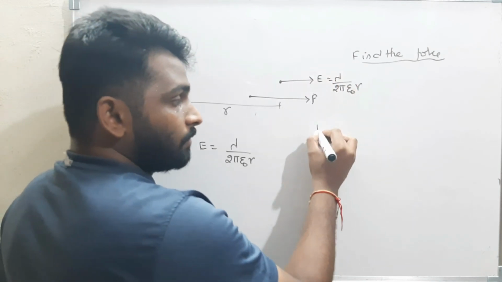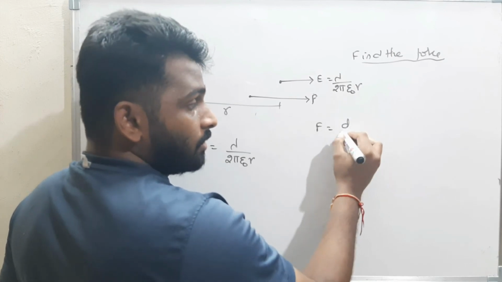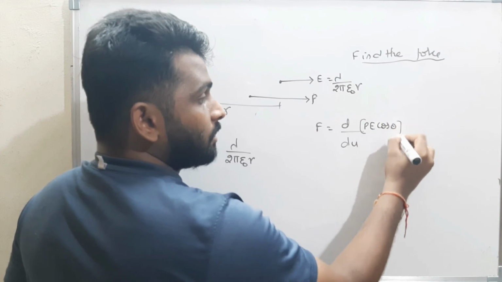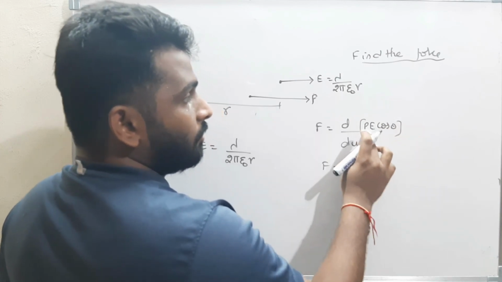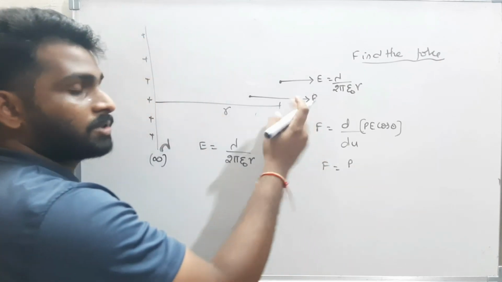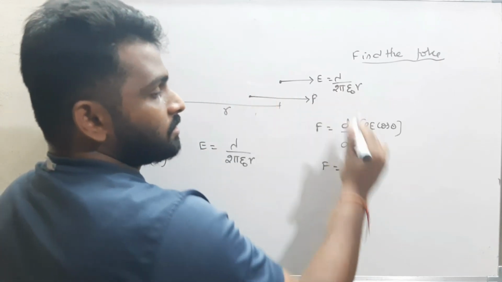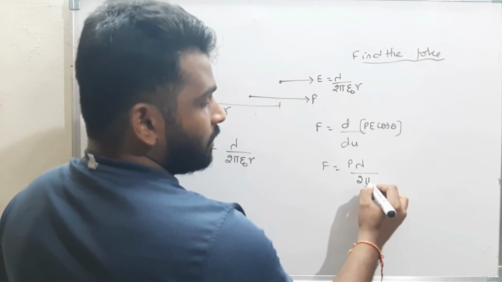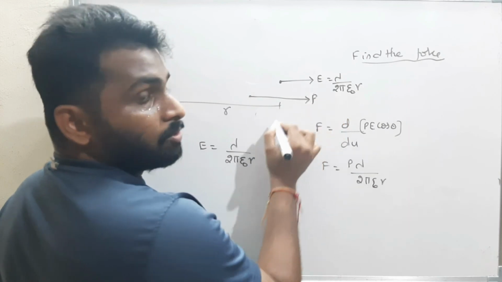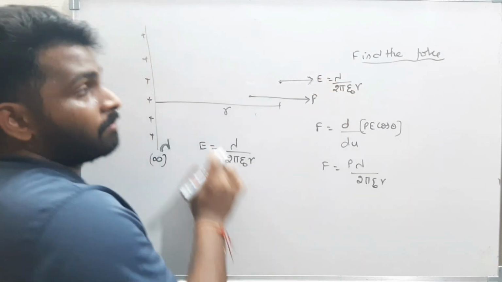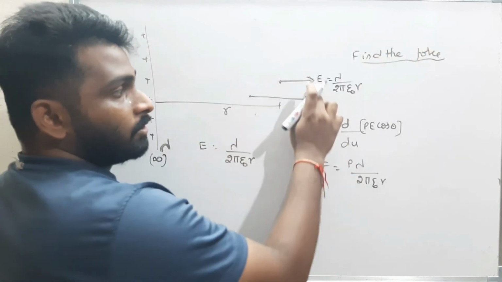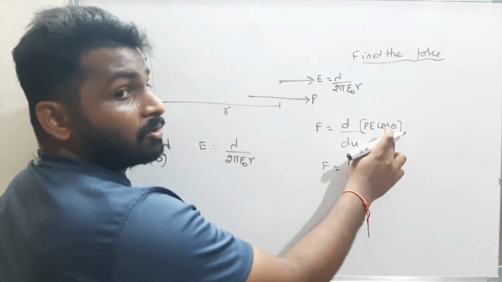Therefore, what is the force? The force is d by dr of P cos theta. What is P? Leave it as P, no problem. They gave us the question as P, therefore leave it as P. E is lambda by 2 pi epsilon naught R. What is the angle? Both dipole moment and electric field direction are the same, because it is a positive charge, therefore the electric field will be away. Both have the same direction, therefore the angle is 0, cos 0 is 1.